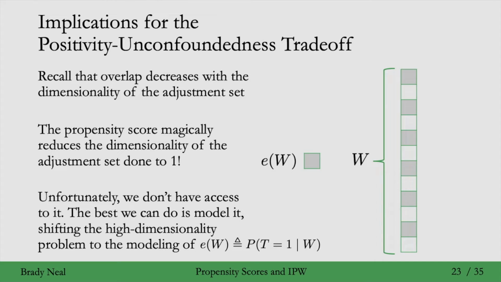Unfortunately, not really, because we don't have access to the propensity score. The best we can do is model the propensity score using some model, say in scikit-learn. For example, logistic regression is really popular. And when we model the propensity score, we're just shifting the high dimensionality problem to the modeling of the propensity score. So unfortunately, we haven't really solved this positivity unconfoundedness trade-off.